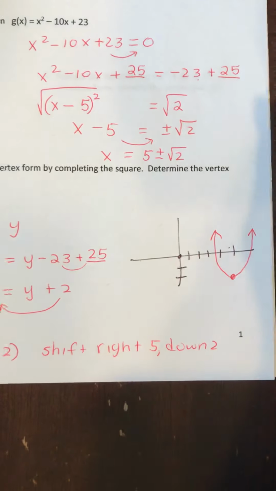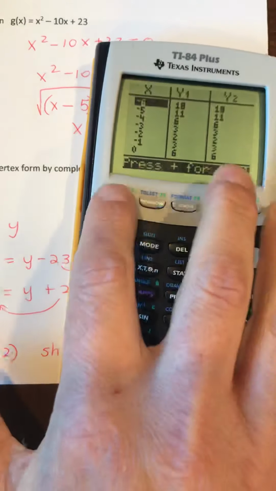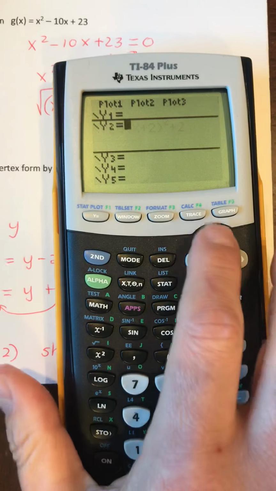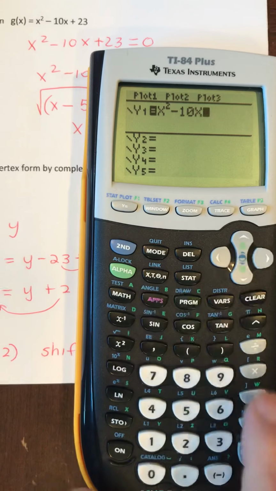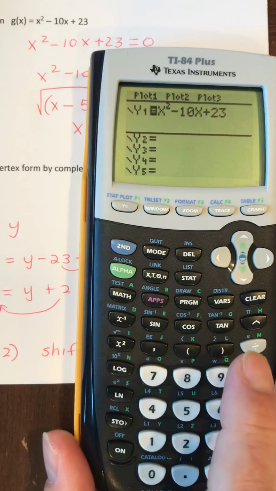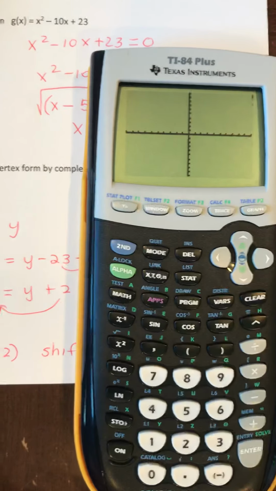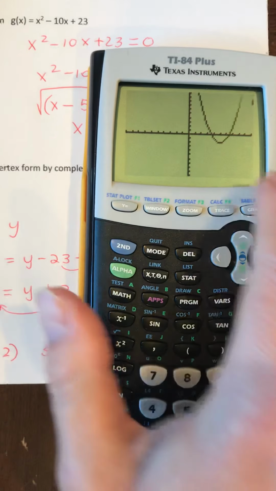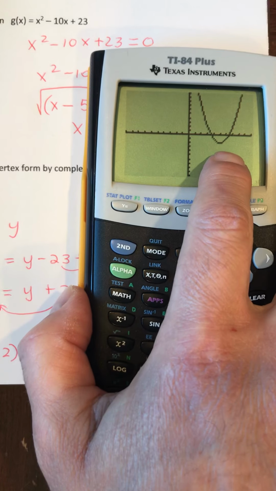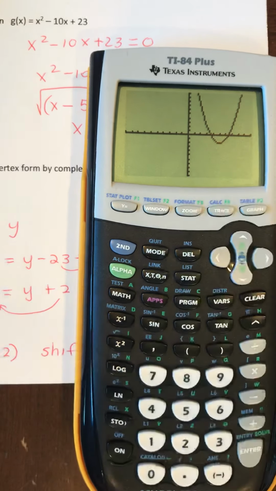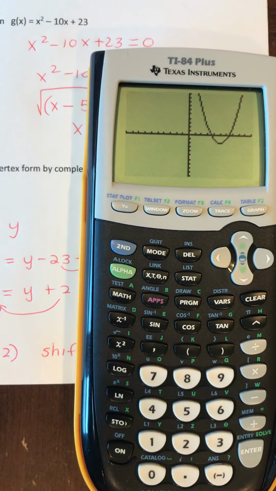Again, what I would do is graph this quickly. I would put in the original equation to make sure you got the right vertex. So I put in my original equation and go to my graph. Notice that it shifted over 5, down 2. That's my vertex.